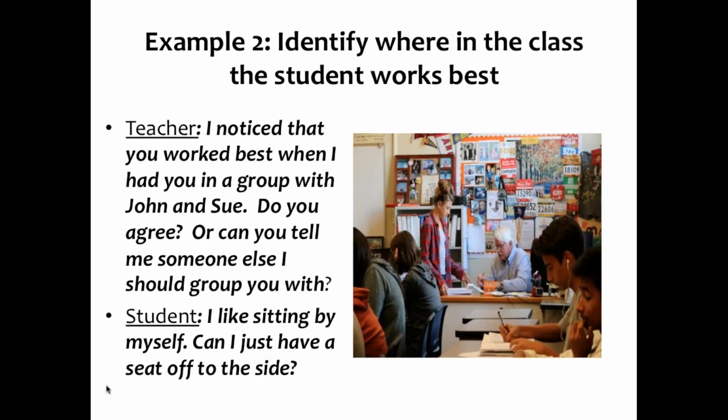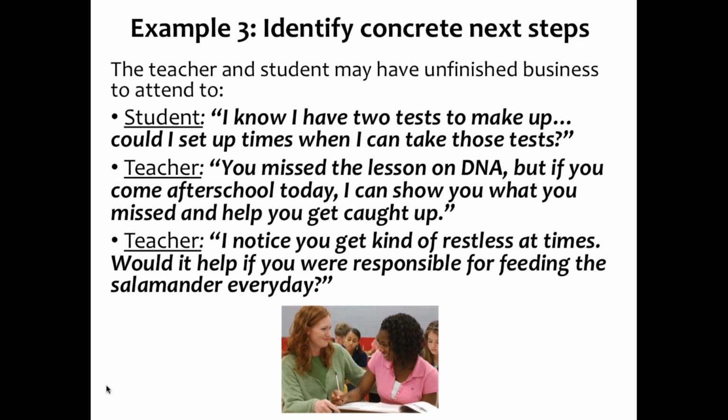Sometimes students have strong feelings about where they sit in a class or who they sit with. They've got sensitivity around who they're grouped with. And teachers can very easily accommodate that if it's going to improve a student's performance. And lastly, sometimes the teacher and student just need to talk about the business of getting on with things. And they, again, know the details of what's happening in the class. I notice you're restless. Would you like to feed the salamander?